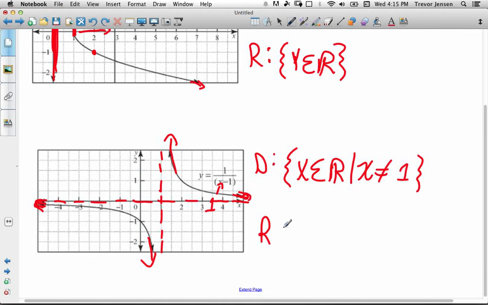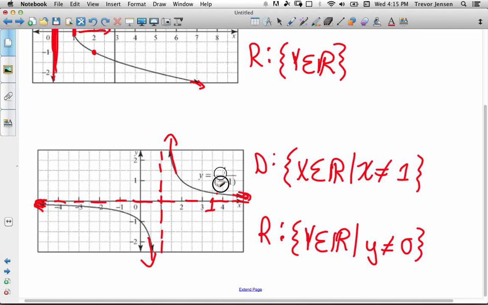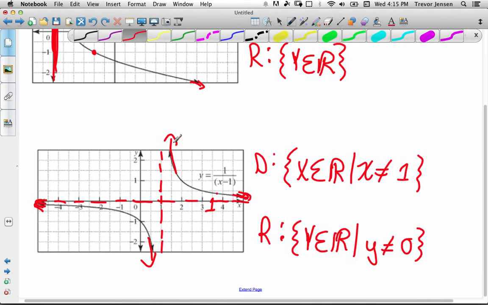So our range, what values could y take for our function? Well, y could be any real number, but y cannot equal 0. And you'll have a horizontal asymptote at 0 whenever the denominator of the equation of your function is a higher degree than the numerator. We have degree 1 in the denominator, degree 0 in the numerator, so we're going to have a horizontal asymptote at y equals 0. Okay, so that's domain and range, and we've clarified how to determine if a relation is a function or not.